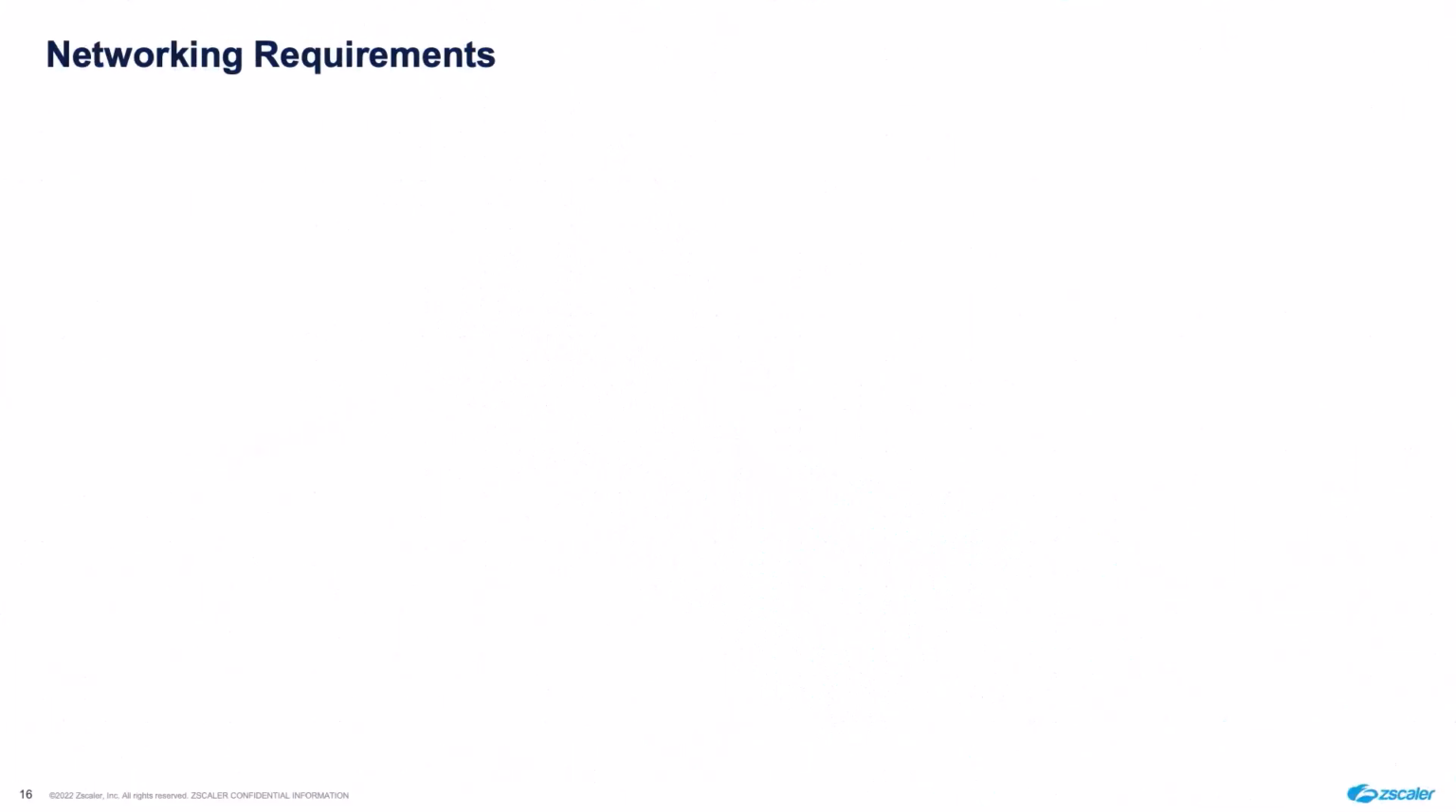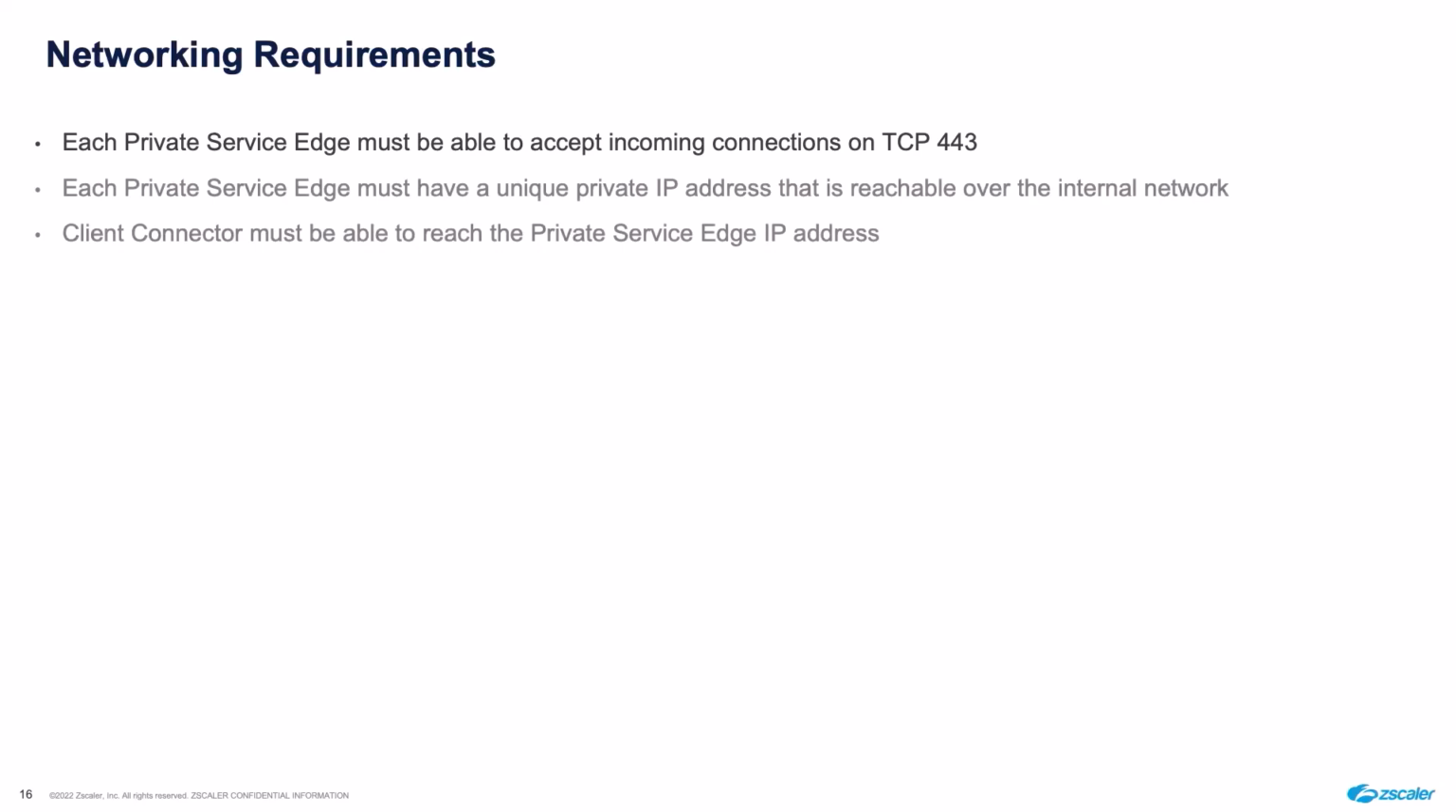So let's think about how we configure private access service edges. Networking requirements need to obviously accept incoming connections. So if we're providing access over the internet, you need an inbound connection on port 443. But equally, if it's deployed inside your network, it needs to be able to have users connecting to it on TCP port 443. It needs to have a unique IP address, so as we deploy them in clusters or private service edge groups, each service edge has a unique IP address that is reachable over the transport medium that the user is connecting to, either the internal network or the internet.